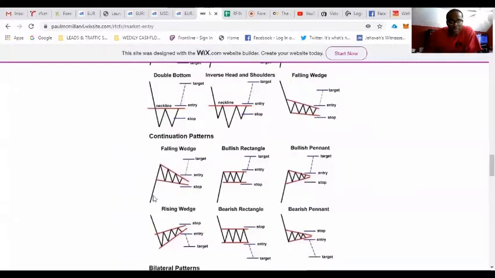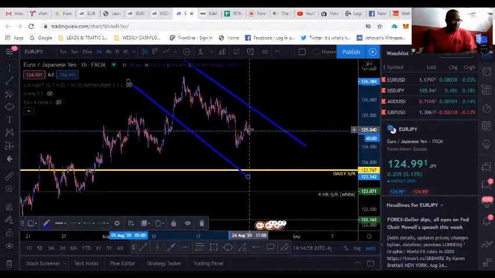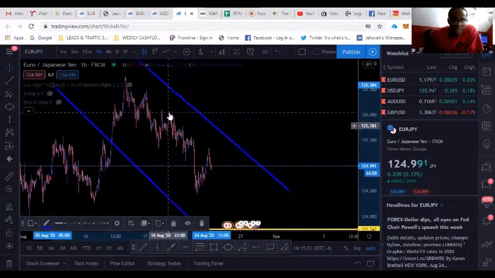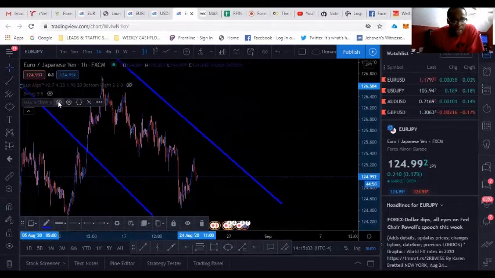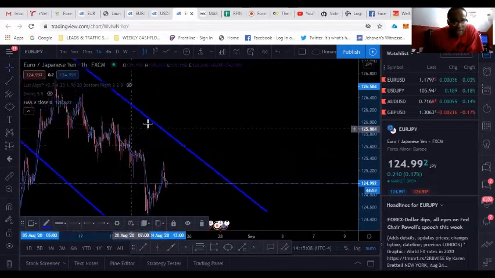So when you look at this pattern, it's letting us know that it's a continuation pattern. So eventually it's going to continue onto the upside, eventually, once it breaks this line here. So we know that. So the next thing I'm going to do is turn on my EMA, so that way it can let me know exactly where the 50 line is.